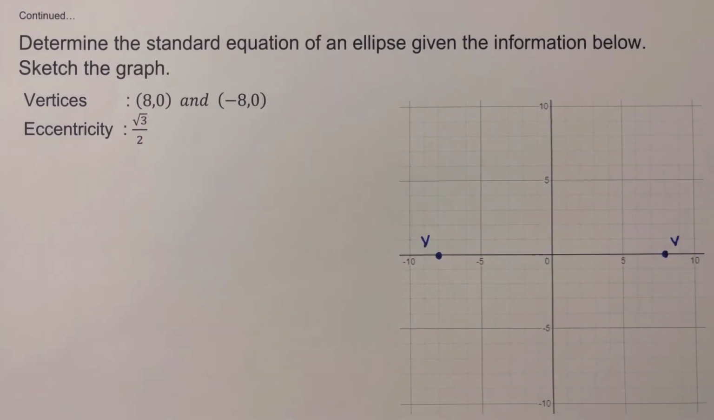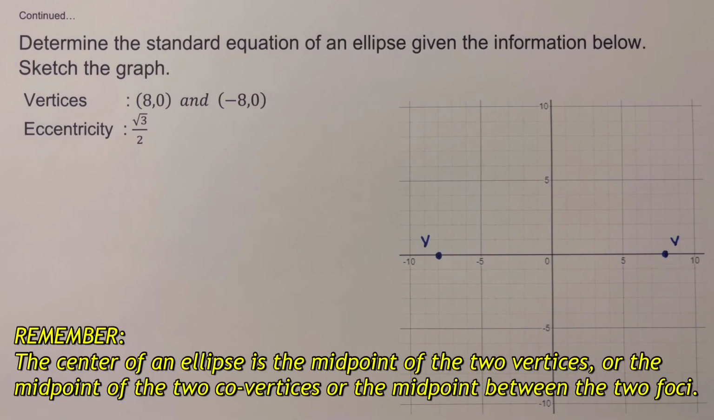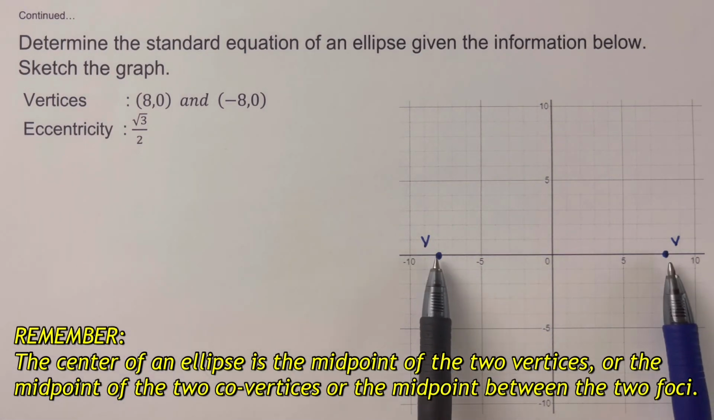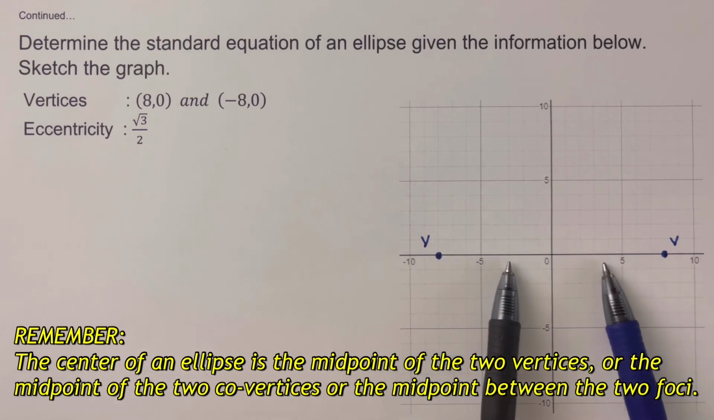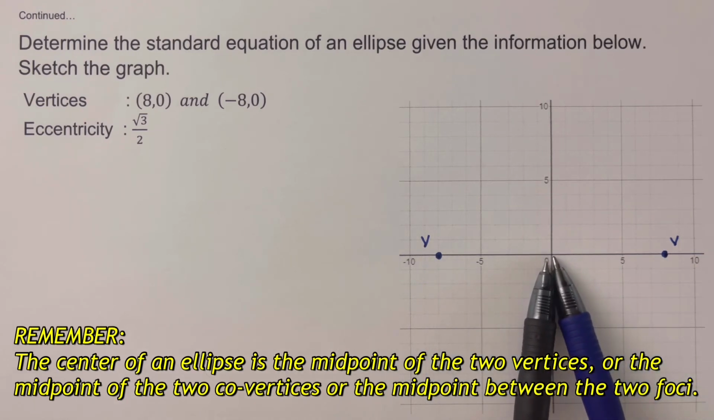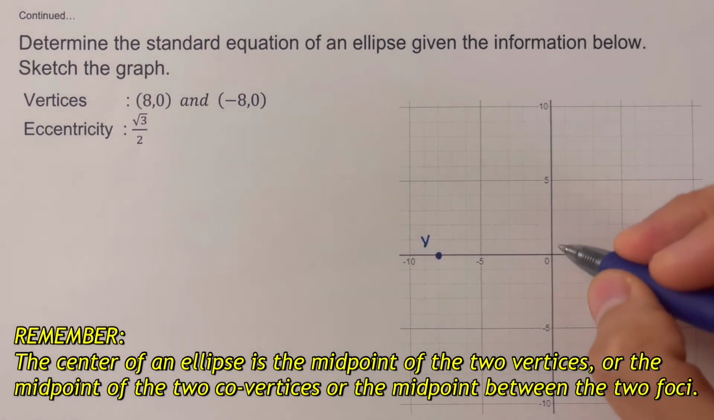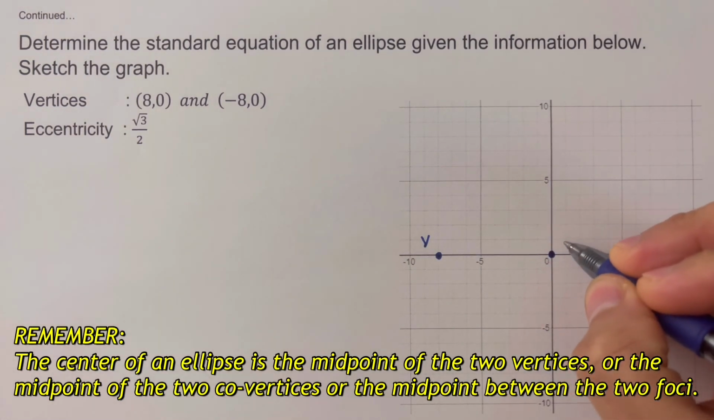Okay, now we remember that the center of every ellipse is the midpoint between either the two vertices or the two co-vertices. So we can use the midpoint formula to determine the midpoint between these two points. But looking at this, we can go ahead and say that our center is located at (0, 0). So I'm going to label this as the center right here.